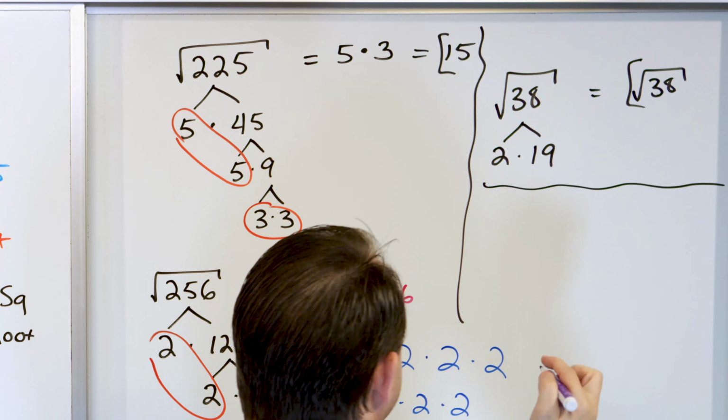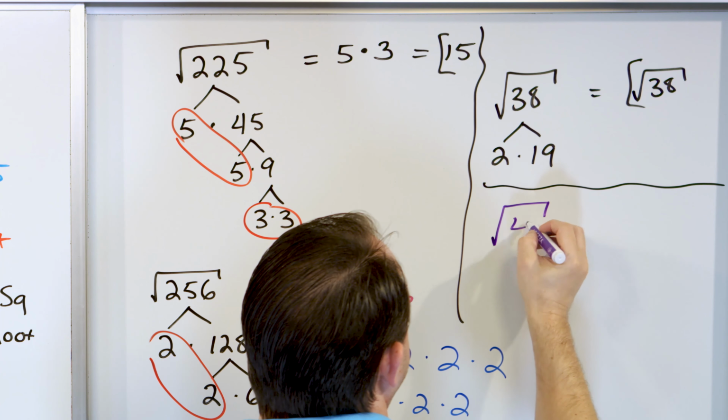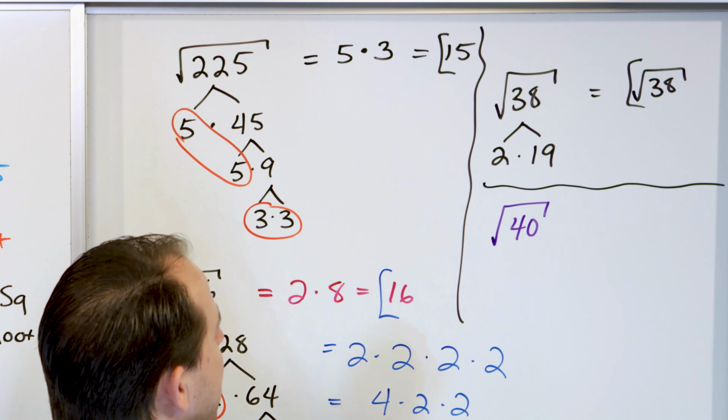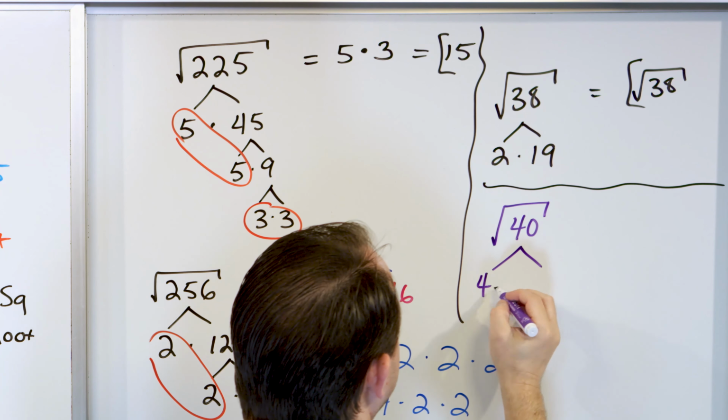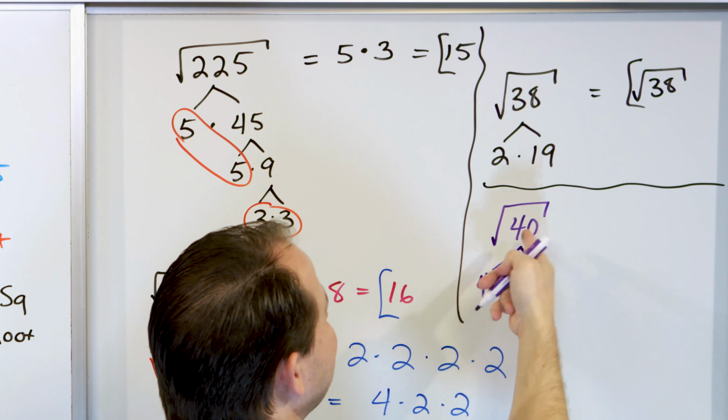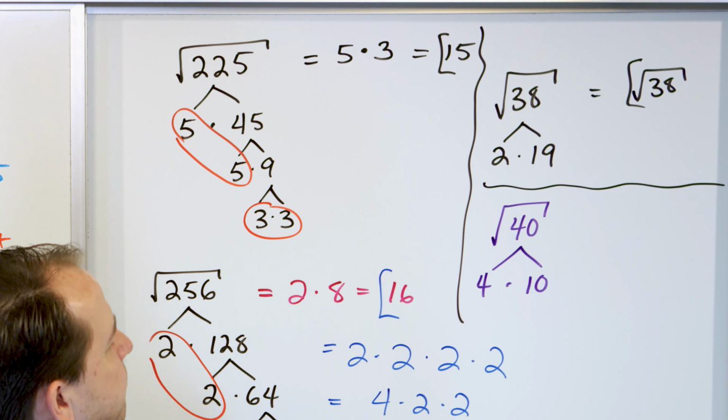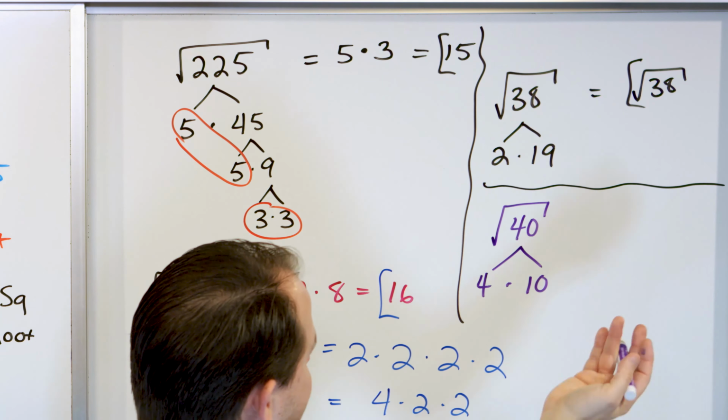Let's say we have the square root of 40. How do we do that? Well, we know that 40 can be written lots of ways. But the thing that popped in my mind was 4 times 10. Of course, you could do 2 times 20 if you wanted to. You could do other things, but for right now, I'm doing 4 times 10.